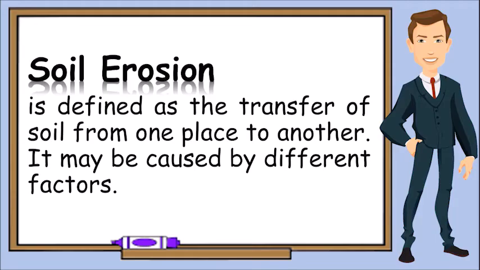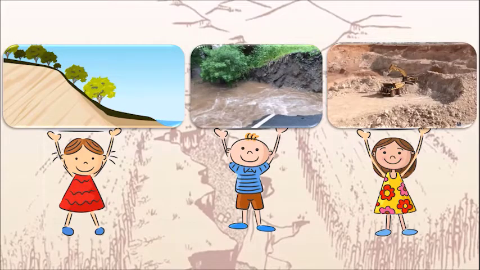Soil erosion is defined as the transfer of soil from one place to another. It may be caused by different factors. Soil is blown by strong winds. Soil is washed away by water. And soil is transferred to another place by humans.